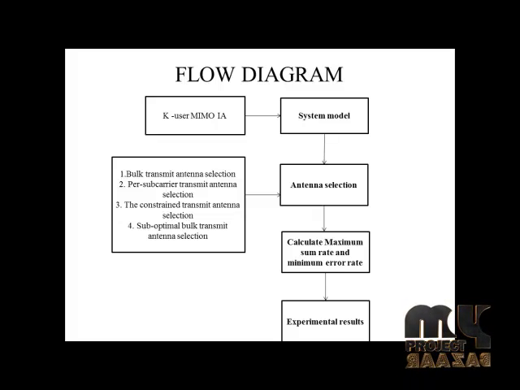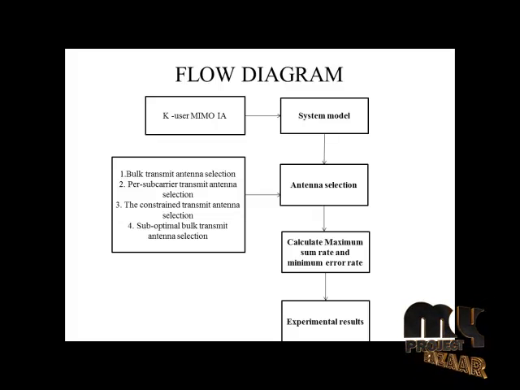In that antenna selection we are introducing four subdivisions. In the first method, bulk transmit antenna selection, and the second one is per subcarrier transmit antenna selection, and the third one is the constrained transmit antenna selection. The fourth one is suboptimal bulk transmit antenna selection. With those four methods we implement our process to select the antenna and transmit our signal.